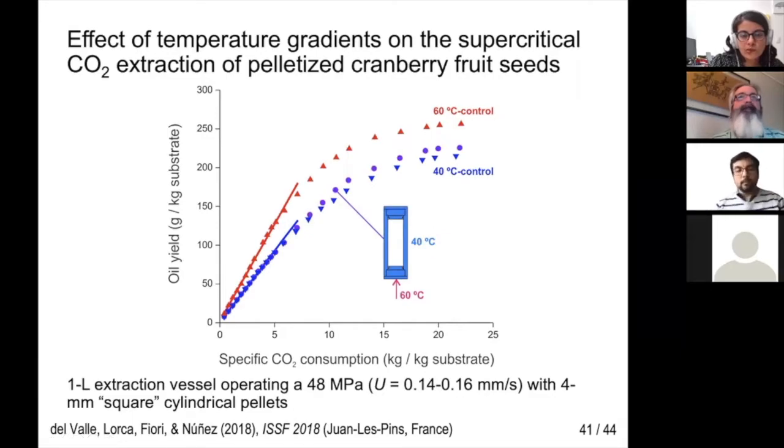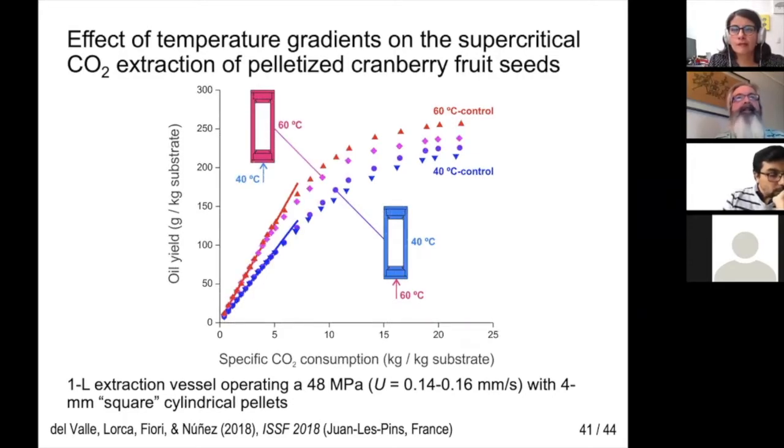In the cooling experiment, when feeding CO2 at 60 degrees Celsius to an extraction vessel equilibrated at 40 degrees Celsius, the extraction curve coincided initially with the isothermal curve at 40 degrees Celsius. Later, it deviated positively due to the positive effect of feeding a hotter CO2 stream to the vessel.